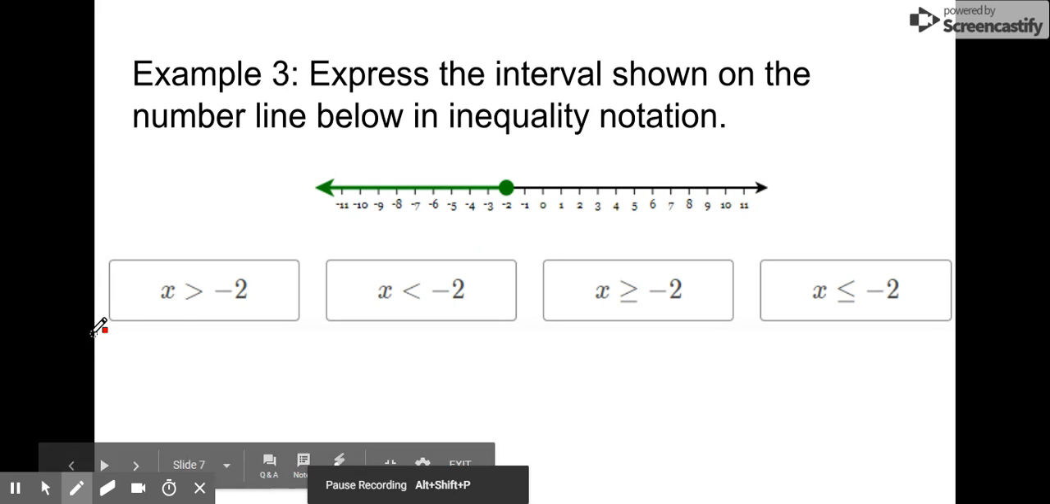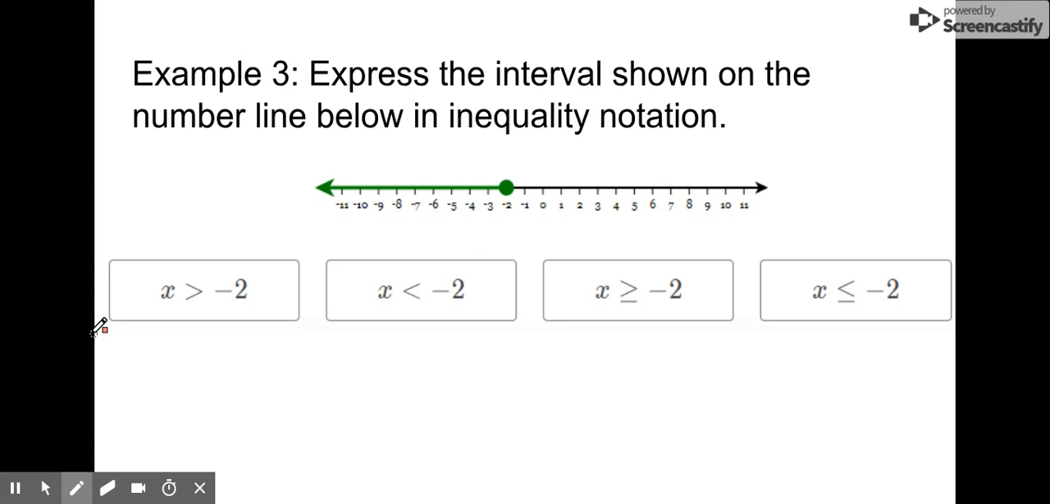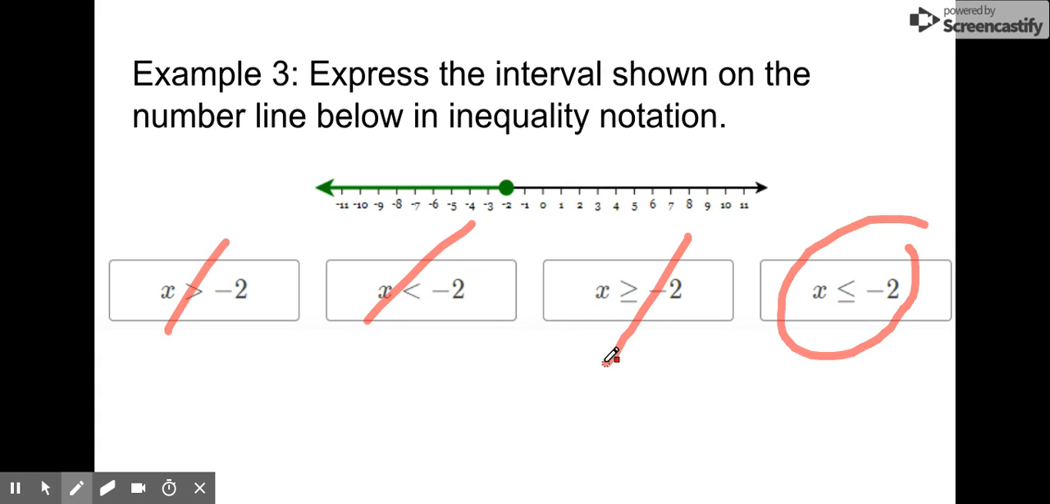This problem has a closed circle at x equals -2, but it's shading to the left this time. So we need numbers that are at -2 or smaller. So our inequality is x is less than or equal to -2.